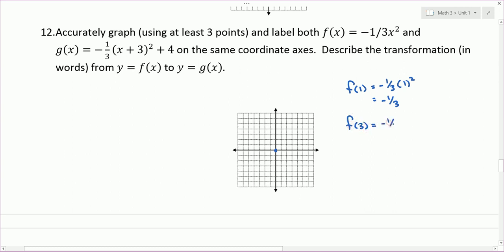So we get negative 1/3 times 3 squared, which is negative 1/3 times 9, which is negative 3. So if I go right 3, negative 3, that's the right hand side, and because of symmetry we're going to have something at negative 3, negative 3 as well.